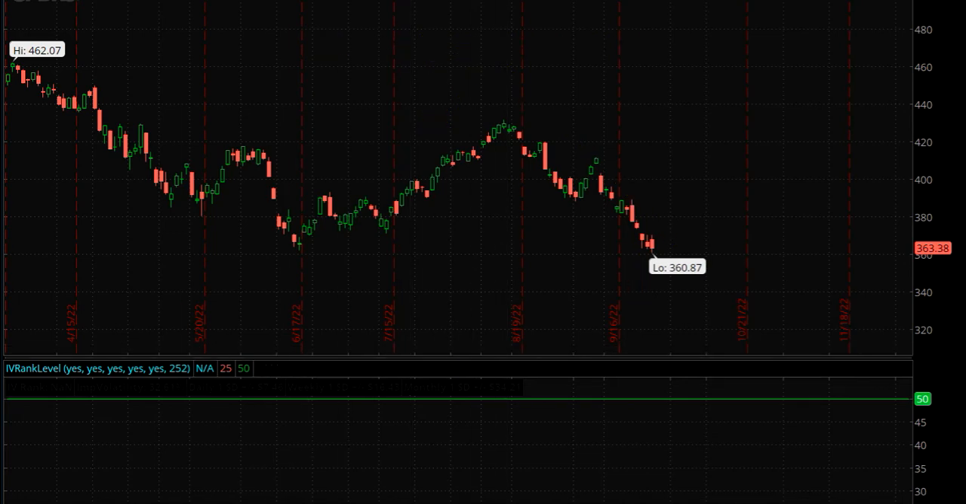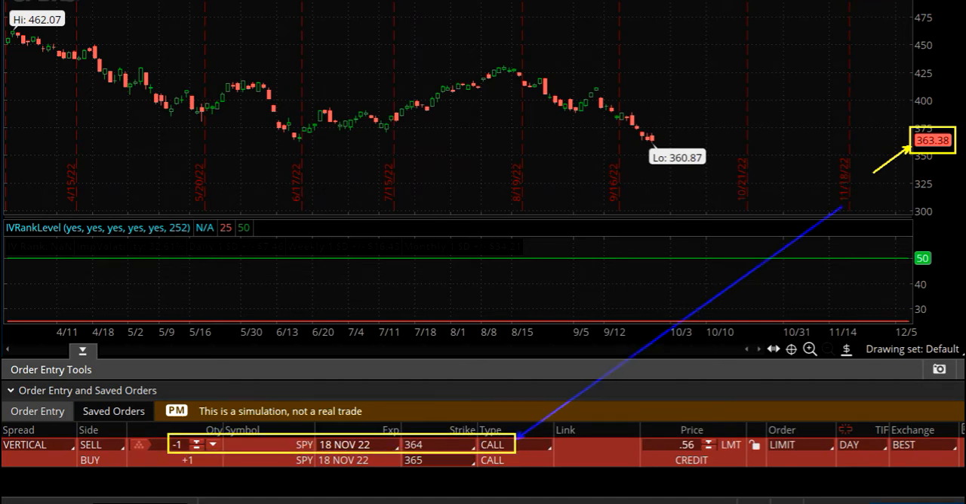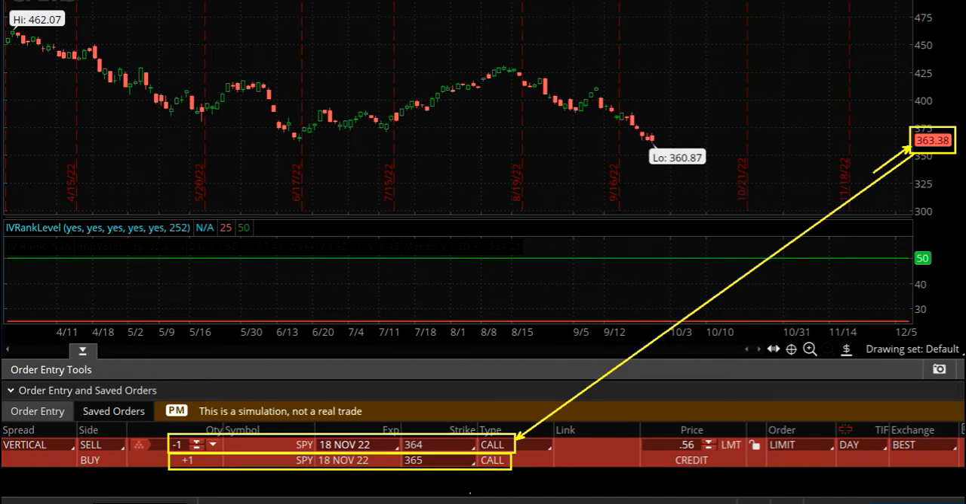So what does that look like? We're going to bring it up here. And this is how short call verticals work. Here's the stock price, 363.38. In order to create a short call vertical, we always start by going above the stock price. So in this case, we're going to start by selling the 364 call, the call that is directly above the stock price. And then to create the vertical, we're going to buy the 365 call. And that creates a $1 wide vertical.